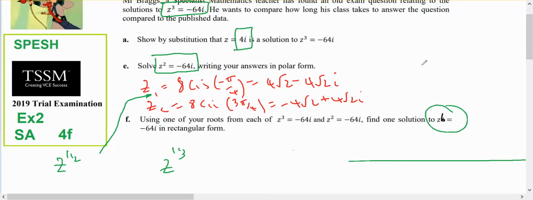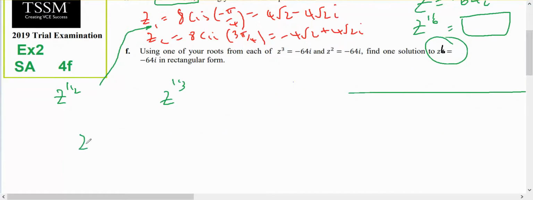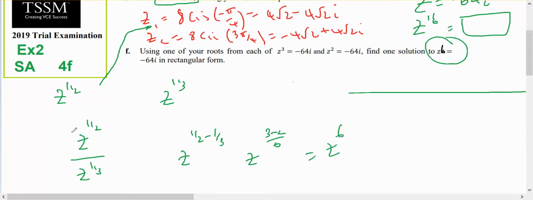So if I said that z equaled minus 64i, I'm looking for z to the 1/6 to give me a sixth root. So if I did z to the 1/2 divided by z to the 1/3, that's going to be z to the 1/2 minus 1/3, which is z to the 3 minus 2 on 6, which is z to the 1/6. So that's what I'm looking for. I'm looking for that fraction.